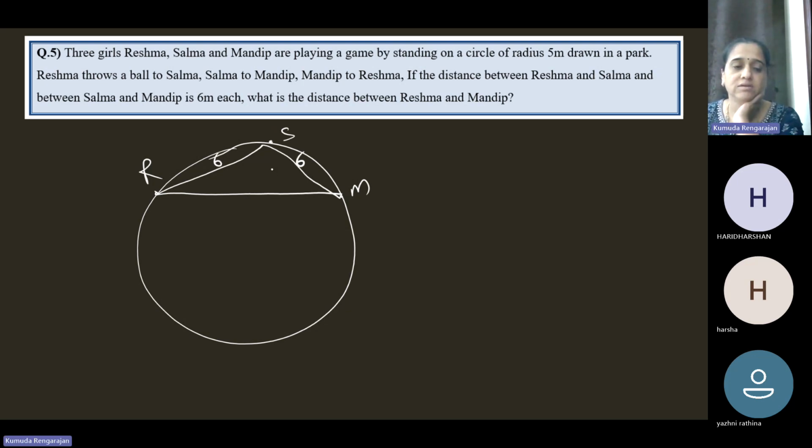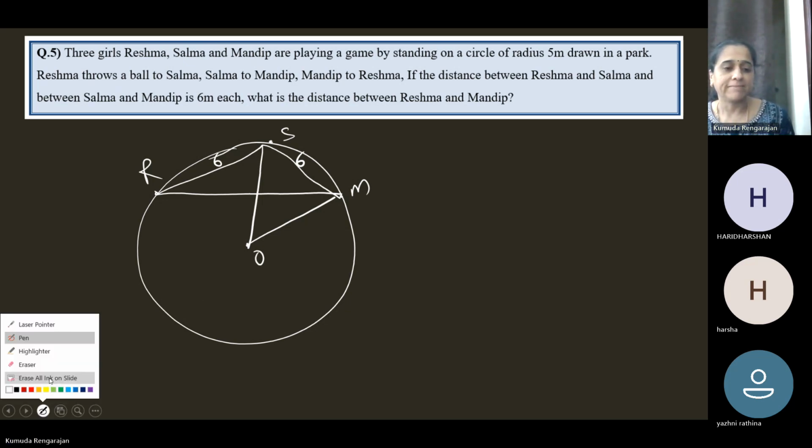6, 6. Distance between Reshma and Salma, Salma and Mandeep. 6, 6. Correct? Center, radius, how much? 5 meters. Okay. So we need to find the distance MR, the length of the line segment MR.